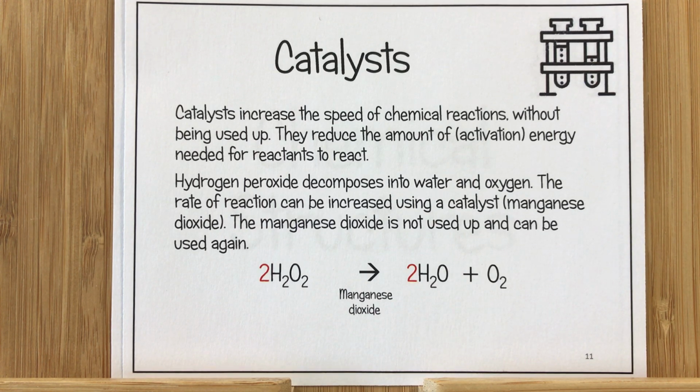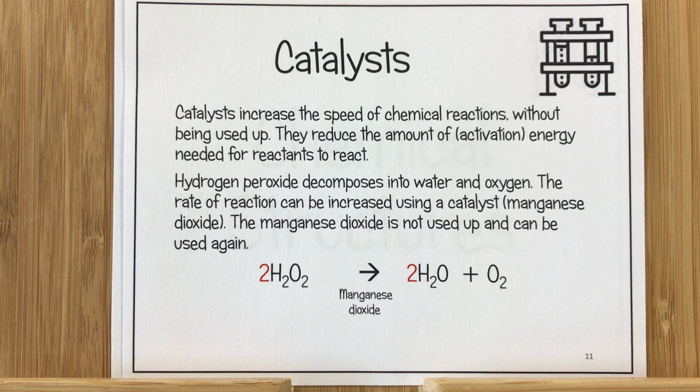Okay, and an example of that is hydrogen peroxide, which is H2O2. And ordinarily, it will decompose into water and oxygen, and that takes a long time, okay? But if we use a catalyst called manganese dioxide, that works as a catalyst to speed up that reaction. So we produce the water, H2O, and the oxygen, O2, from that reaction really quickly in the presence of manganese dioxide. And the more manganese dioxide we add, the faster the reaction goes. Okay, it's not used up, it can be used again.